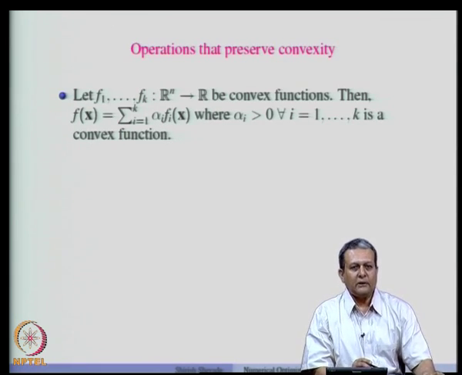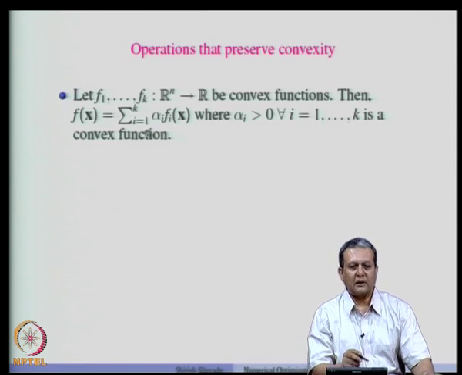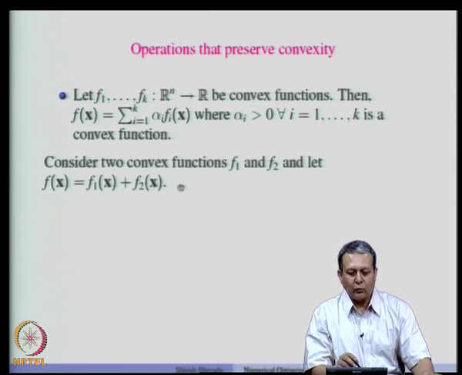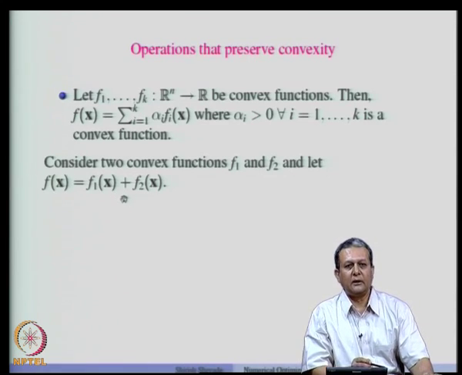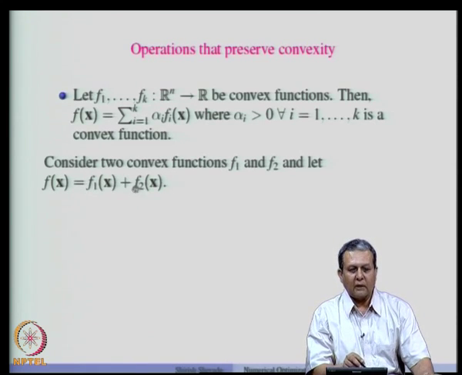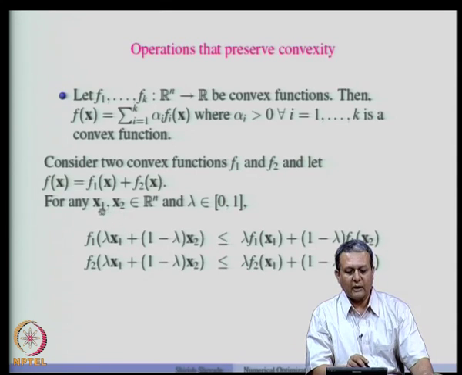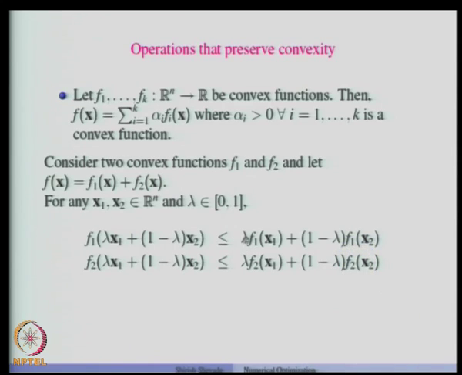Now, to prove this result, we first take only two functions, say f1 and f2, and prove the result, and then the extension to the general case will be very obvious. So, let us consider two functions f1 and f2, and let f of x be f1 of x plus f2 of x. In this case we have assumed that alpha 1 is 1 and alpha 2 is 1, and then by using the convexity of each of those functions, we can say that for any x1, x2 in Rn and lambda in the closed interval 0 to 1, these two inequalities hold because of the convexity of the two functions.